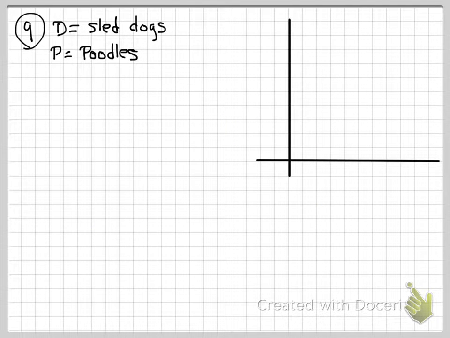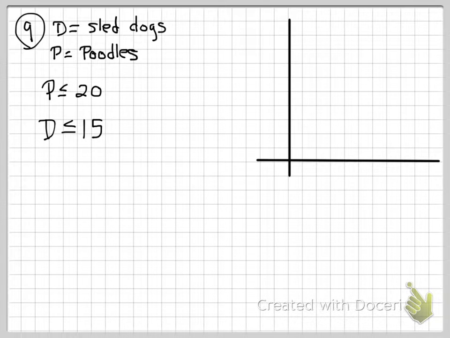Number 9. Number 9, we have the International Canine Academy. They raise sled dogs and poodles. So I'm doing D because my S's look too much like 5s. So the number of dogs they can have at most is 20 poodles. So that gives me my first inequality. So my poodles have to be less than or equal to 20. And my sled dogs have to be less than or equal to 15.